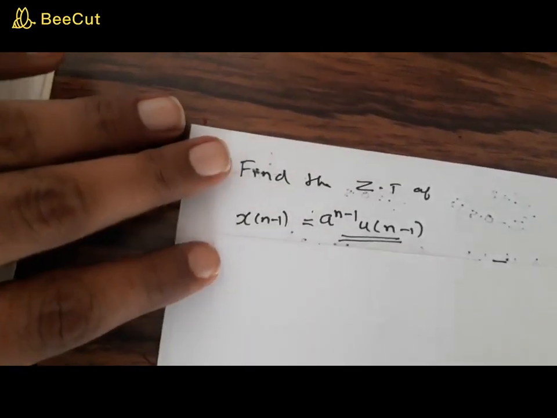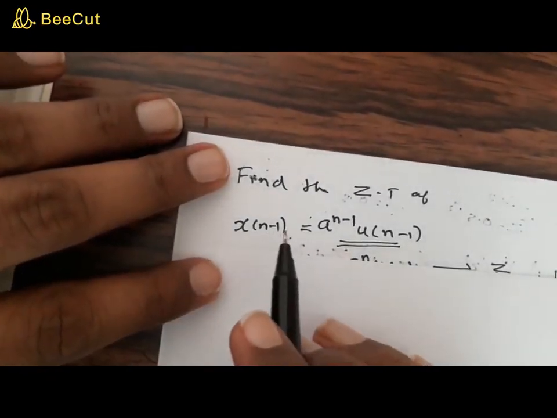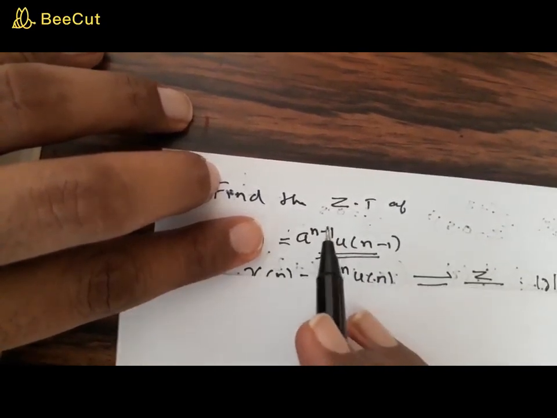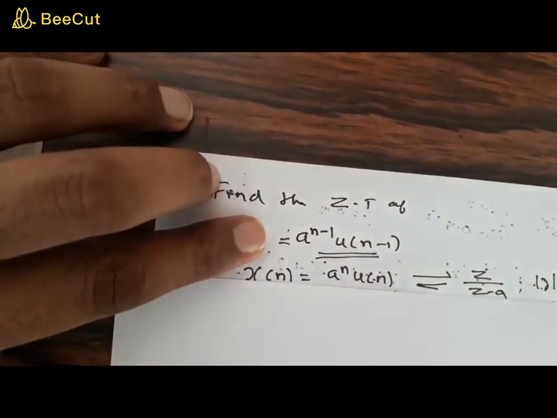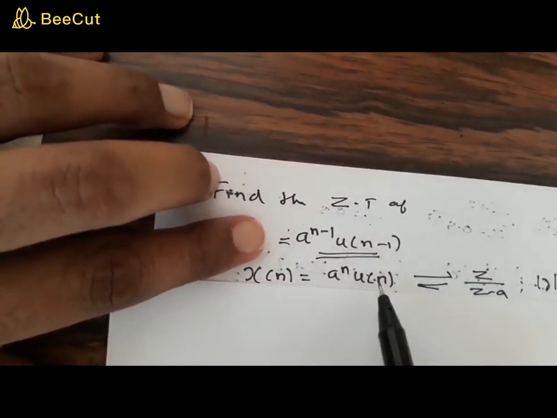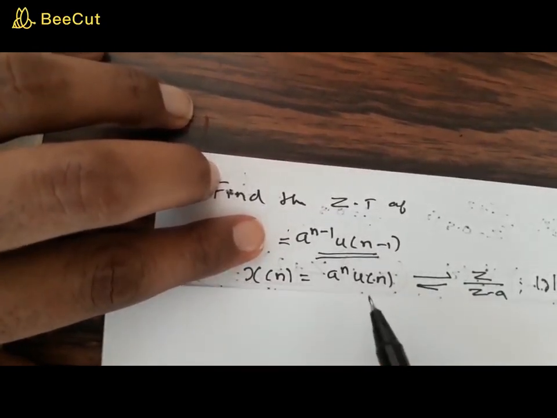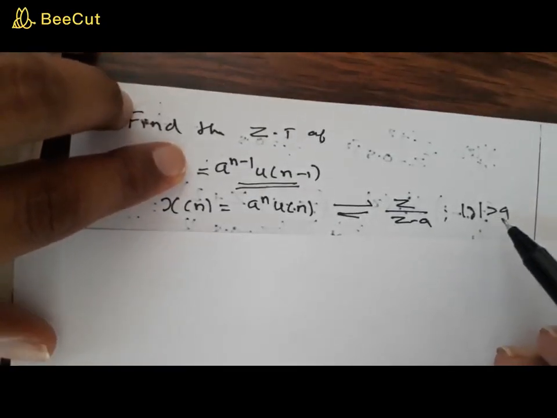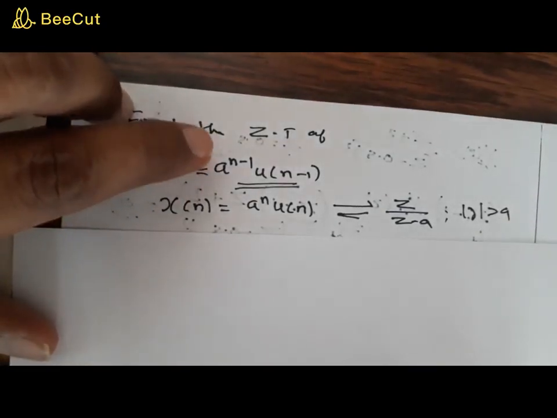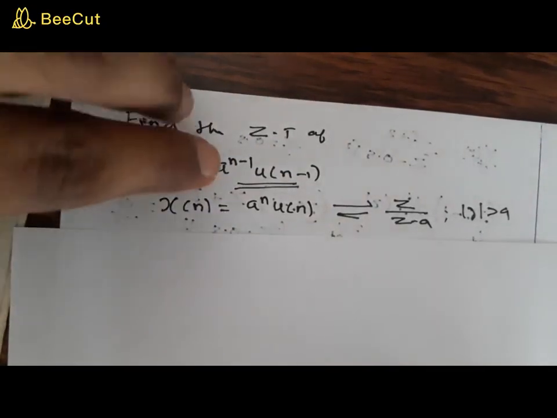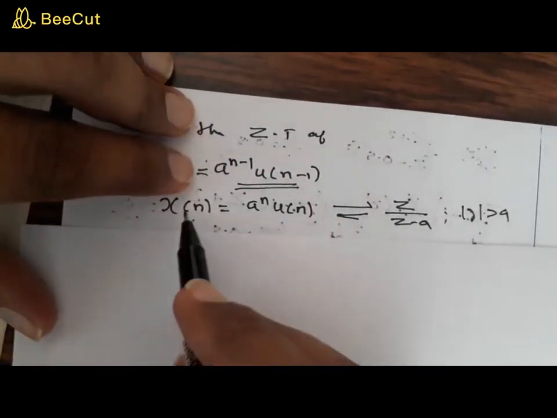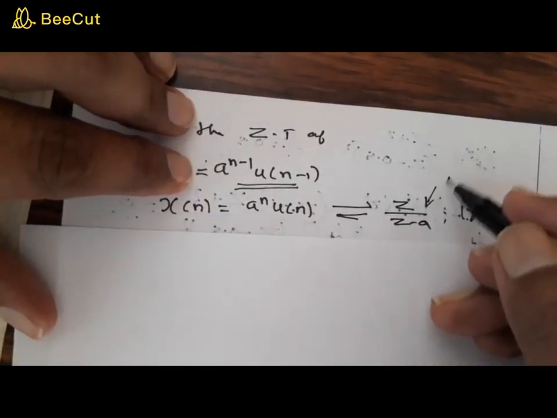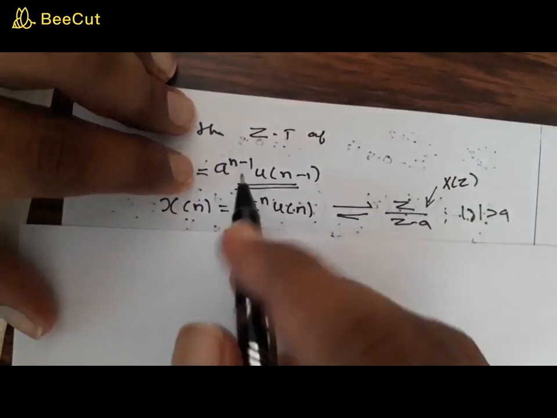Okay, and next is find the z transform of a raised to n minus 1 into u of n minus 1. Now we know the z transform of a raised to n into u of n. So that is your basic expression, that is z by z minus a, mod z greater than a. Now if you know that, what is actually this? If you call this as your x of n, then this must be your x of z.